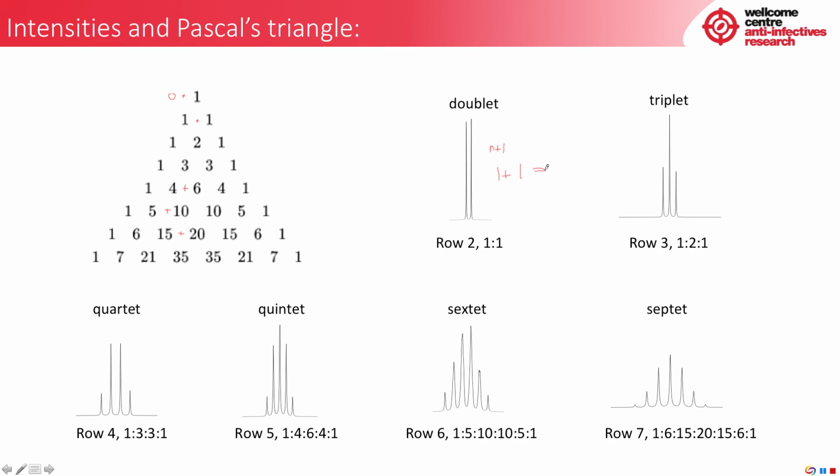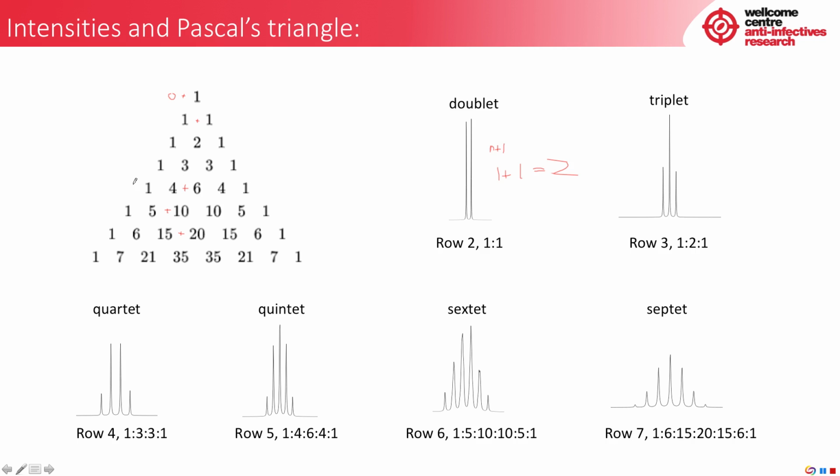Two lines, row 2, you can see a 1-to-1 ratio. You can instead actually just look directly at the number of lines. So triplet is row 3, and you can see 1, 2, 1. And this continues all the way down. A quintet is row 5, 1, 4, 6, 4, 1, and so on.